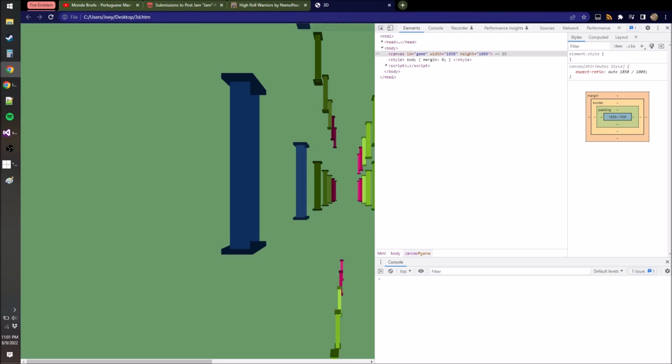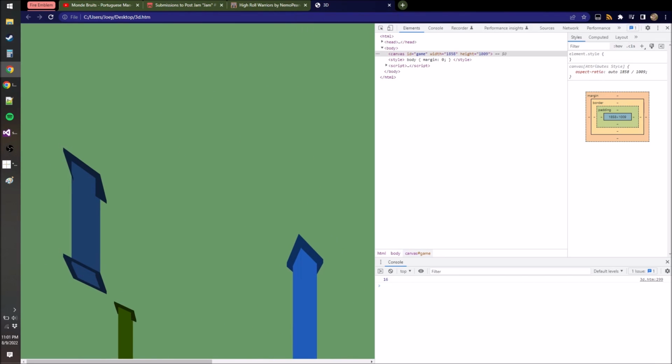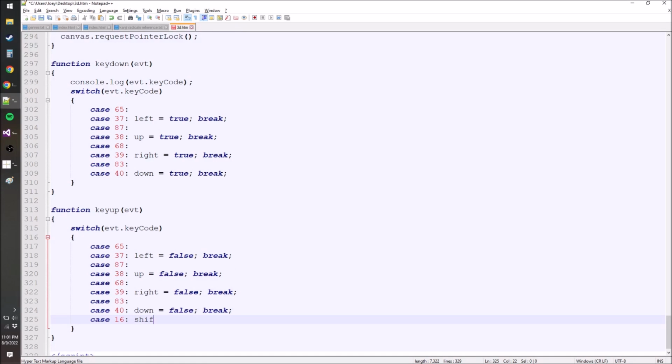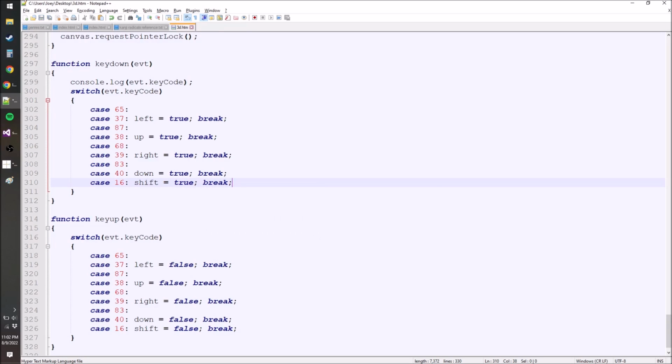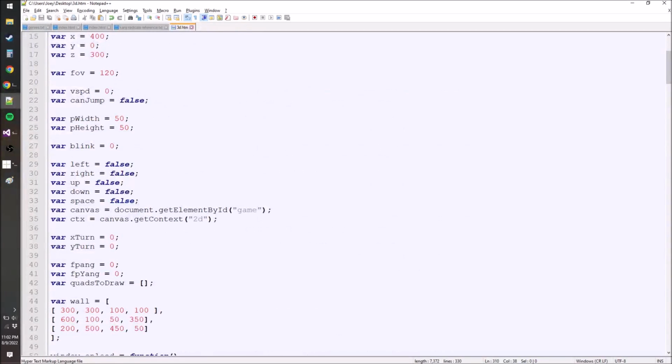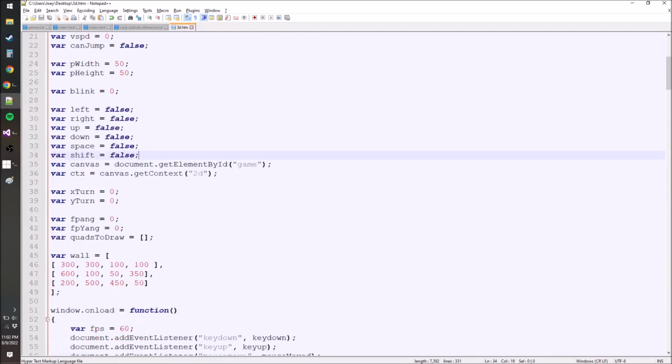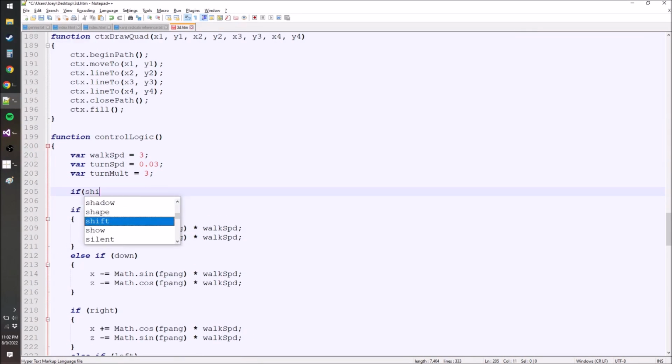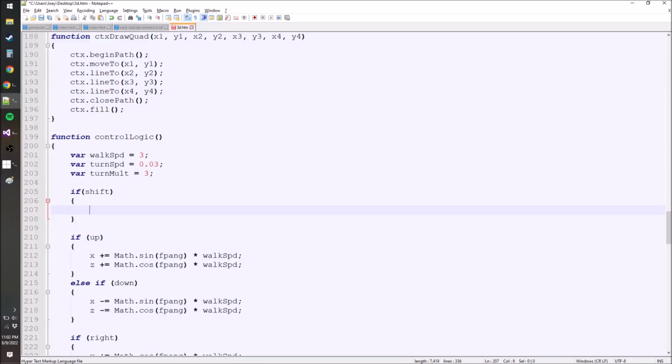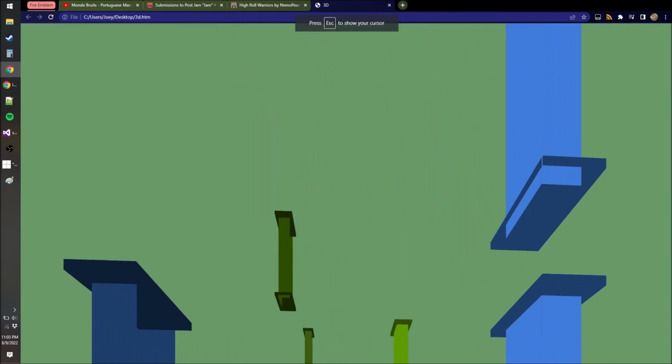So what number is shift? 16. So let's just put in shift. Let's create the shift variable. Then we just say if shift, then the walk speed times equals 2. So you walk twice as fast. We can just get rid of turn speed. Alright, cool. So yay, now shift makes this run.